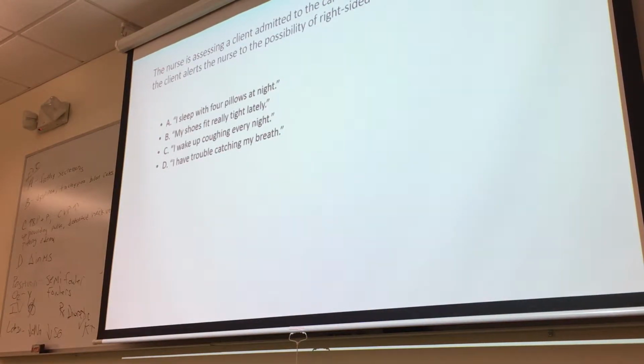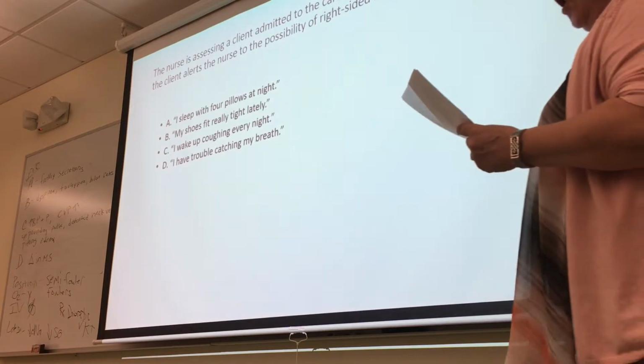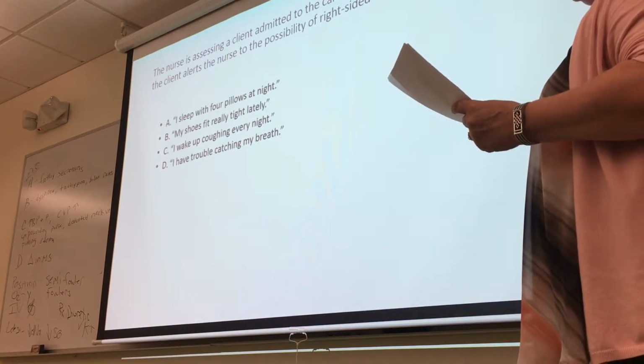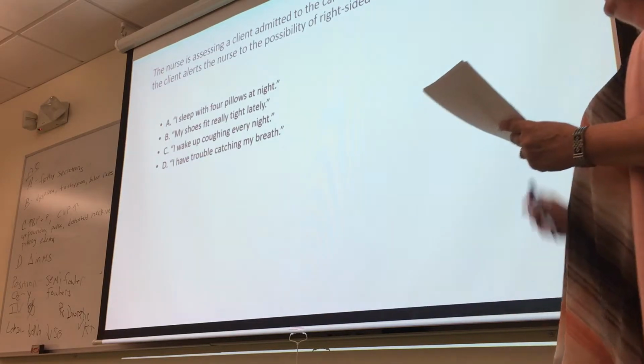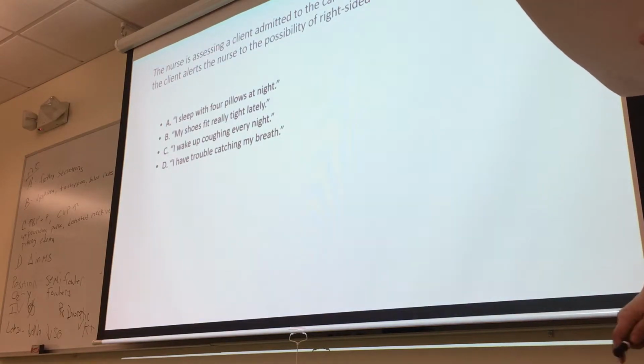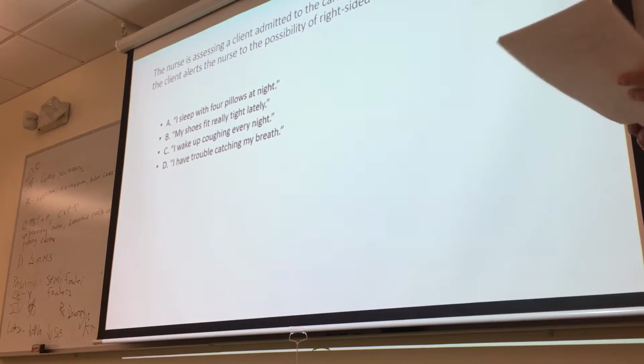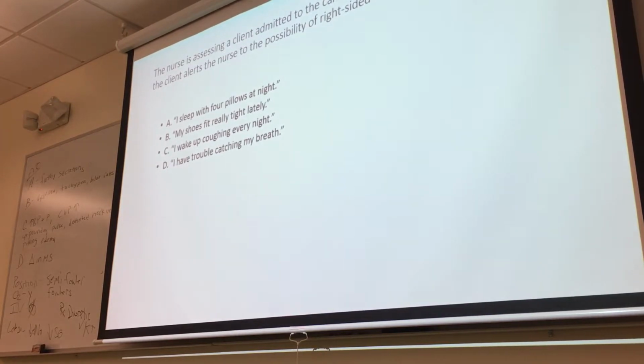The nurse is assessing a client admitted to the cardiac unit. Which statement made by the client alerts the nurse to the possibility of right-sided heart failure, so the rest of the body? A, I sleep with 4 pillows at night. B, my shoes fit really tight lately. C, I wake up coughing every night, or I have trouble catching my breath. B is the one, rest of the body. Everything else is connected to the lungs.